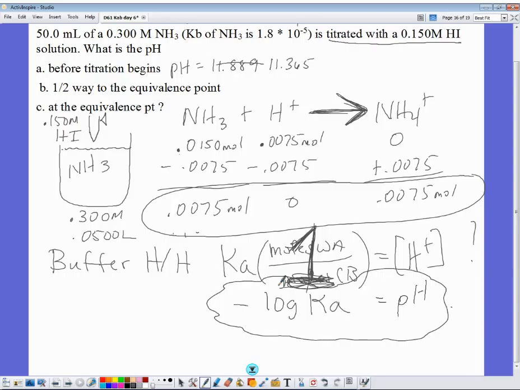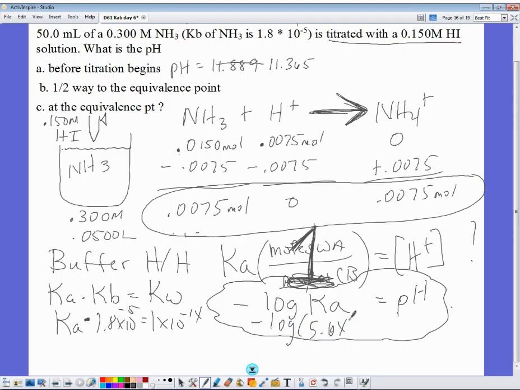Now, here's the problem. You weren't given the Ka. But, Matt, you were given the Kb. Can I get the Ka? Sure, because we know that Ka times Kb is always Kw, 1 times 10 to the minus 14, and Kb is 1.8 times 10 to the minus 5. Can I figure out Ka? Sure, I can figure out Ka. 5.6 times 10 to the minus 10 for my Ka. So if I take minus log of 5.6 times 10 to the minus 10, that will give me my pH value.